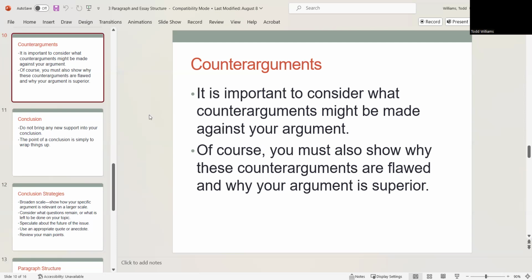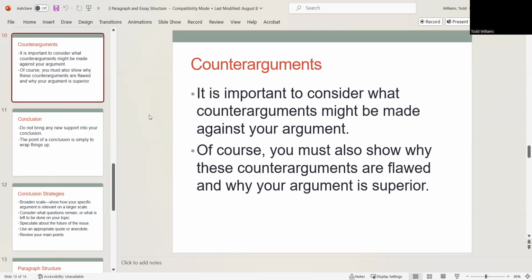Always consider counter arguments. Yes, you're arguing this. What do the people who disagree with you say, right? What are the counter arguments to your argument? If you just ignore them, it's going to make your argument look a lot weaker, right? You've got to engage with the counters, right? So I know people disagree with me on this. The people who disagree with me say such and such, and here's why they're wrong, right? Here's why their arguments are flawed, right?